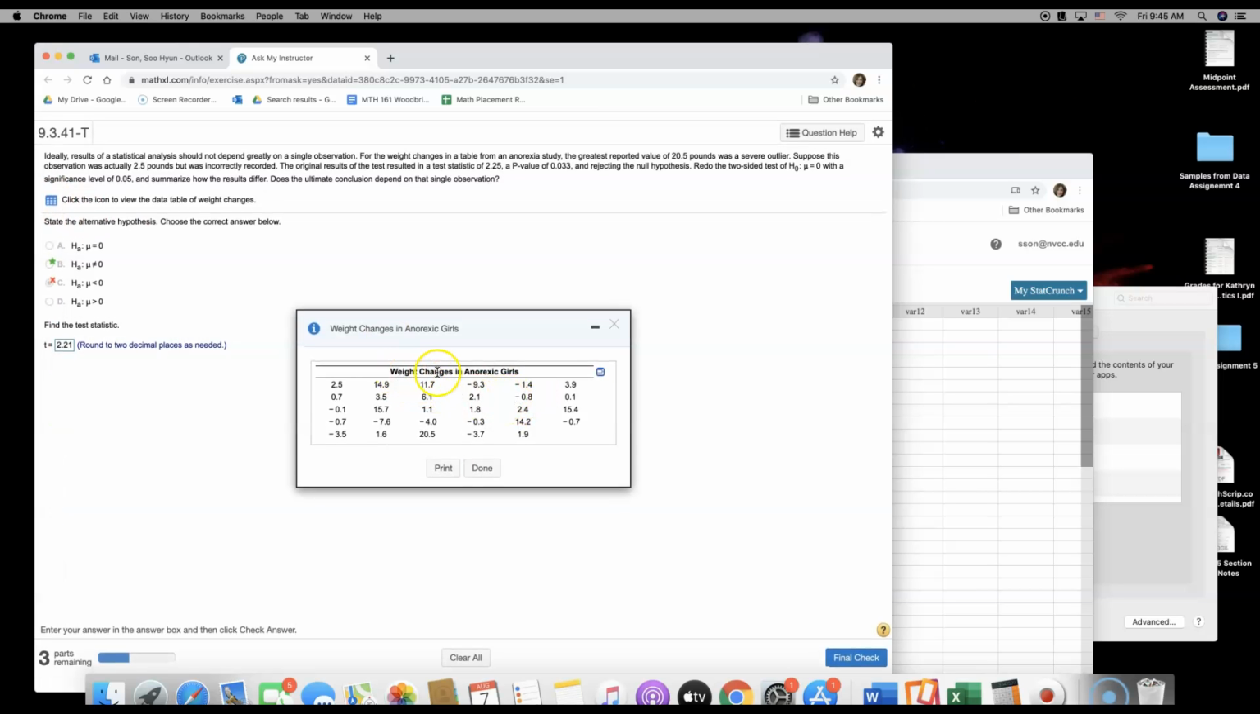So the weight changes in anorexic girls. So some are positive, some are negative. So I guess some gained weight, some lost weight. I'm gonna go ahead and open this up in StatCrunch.